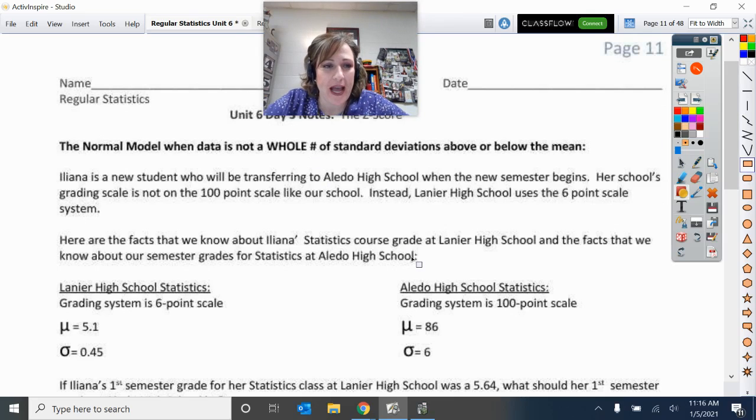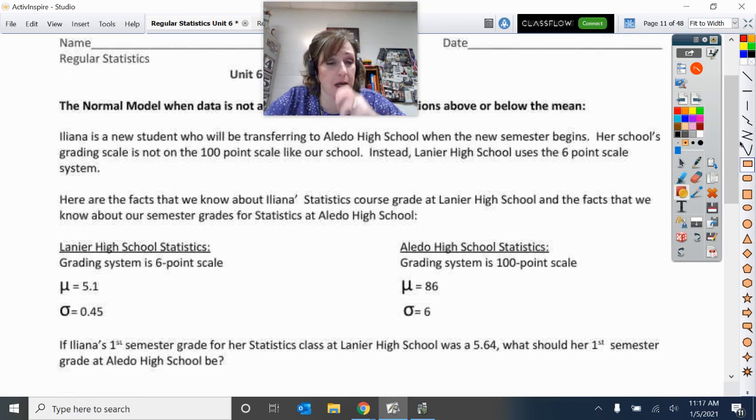So here's an example. We're going to talk about this girl. Her name is Ileana, and we're going to say that she is transferring from our school. And we, of course, want to transfer her grade from Lanier High School to Aledo High School. Well, Lanier High School has a much different grading system than we do. They have a 6-point scale. They don't have the 100-point grading scale that we do. So we're going to talk about the facts that happened in her statistics class because we want to give her the same comparable grade here in Aledo that she had in Lanier on that different grading scale. So here we go.